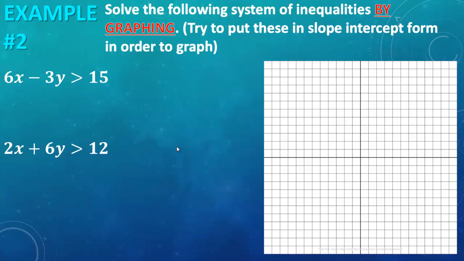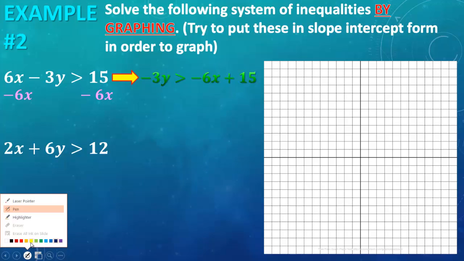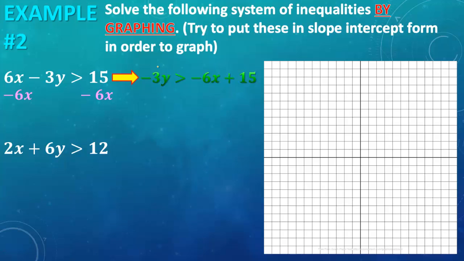All right, so let's try another example. So now the y's have coefficients. This is why I want you to write down all the examples. So start off again by subtracting 6x from both sides. Now you're going to have a negative 3y is greater than negative 6x plus 15.